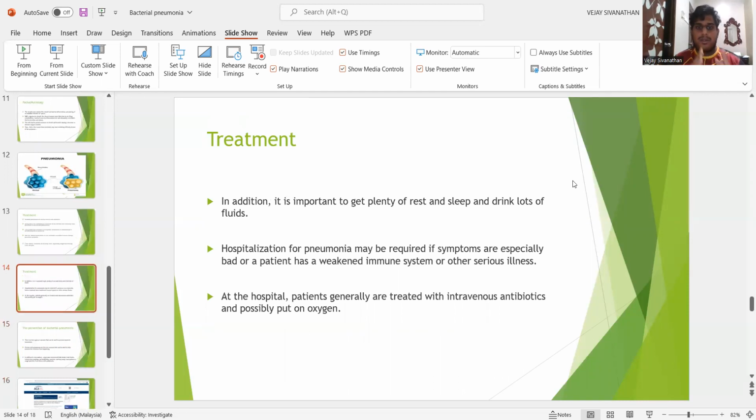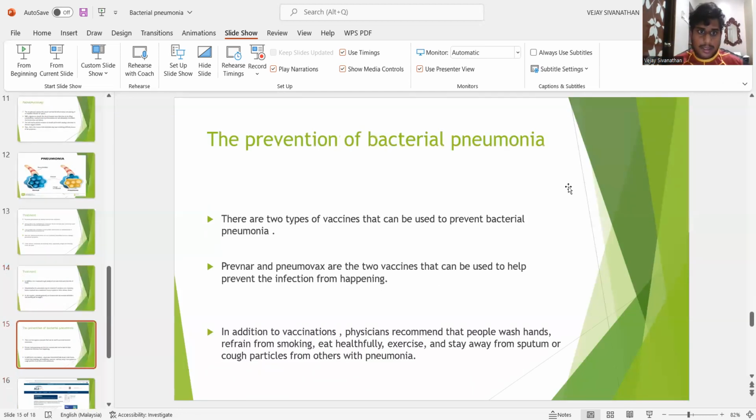In addition to that, it is also important to get plenty of rest and sleep and drink a lot of fluids. Replenish yourself. Hospitalization for pneumonia may be required if symptoms are especially bad or a patient has a weak immune system or other serious illness. At the hospital, patients generally are treated with intravenous antibiotics and are possibly put on oxygen if required.